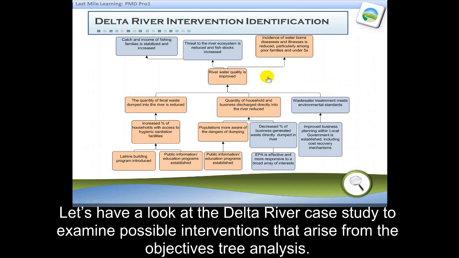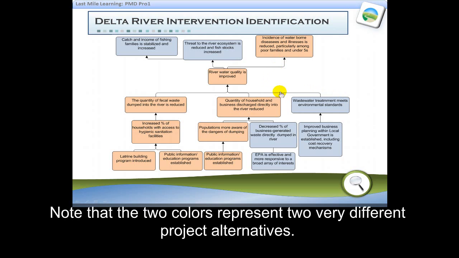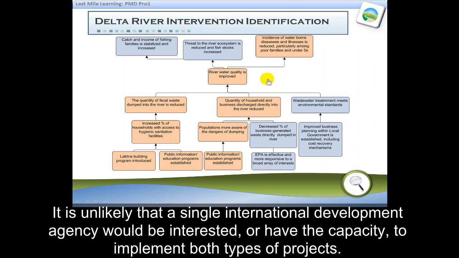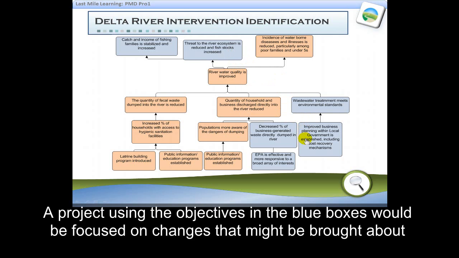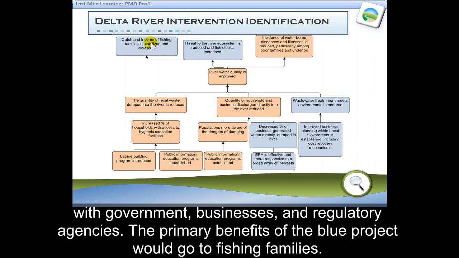Let's have a look at the Delta River case study to examine possible interventions that arise from objectives tree analysis. Note that the 2 colors represent 2 very different project alternatives or options. It's unlikely that a single international development agency would be interested or have the capacity to implement both types of projects. A project using the objectives in the blue boxes would be focused on changes that would be brought about with government, businesses, and regulatory agencies. The primary benefits of the blue project would go to fishing families.